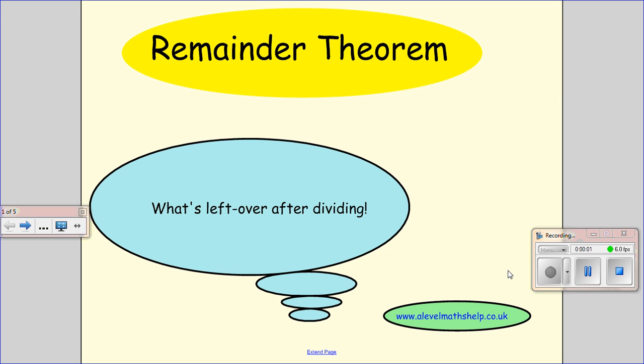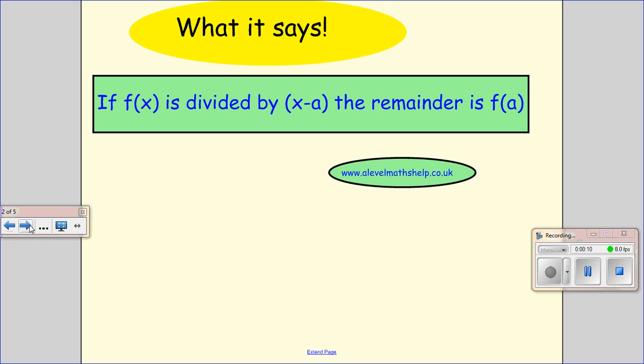Hello, so in this video we're going to be looking at the remainder theorem. Now the remainder theorem is about what's left over after dividing, i.e. the remainder. So what does the remainder theorem say? The remainder theorem says if f of x is divided by x minus a, the remainder is f of a.